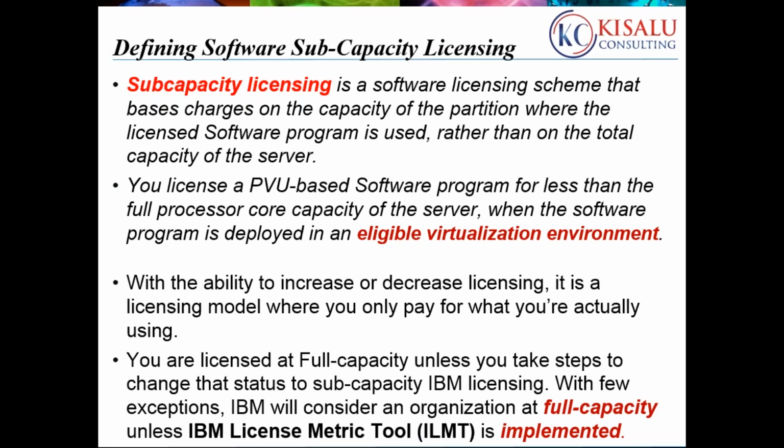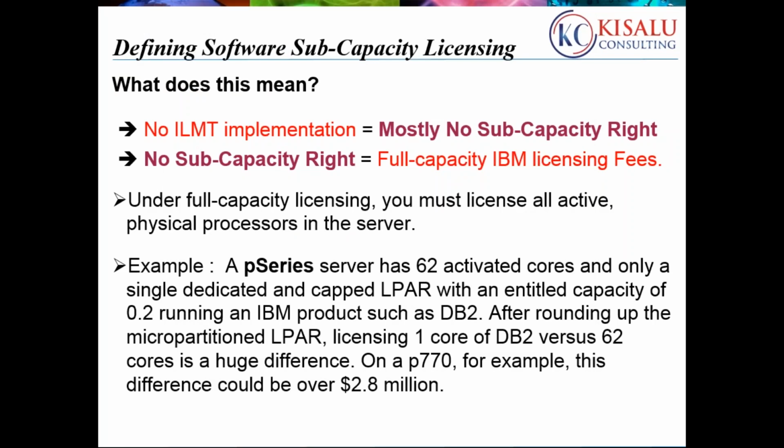But there is a problem when there is no tracking, no indication of how much you've been using and when. Your customer will be licensed at full capacity unless there are steps to change the status to sub-capacity licensing. There are a few exceptions, but IBM will consider an organization at full capacity unless ILMT is implemented. It means that if there is an environment using virtualization and there is no ILMT implemented, the customer will not have the sub-capacity right. And if the customer does not have the sub-capacity right, then the customer will pay the full capacity licensing fees.